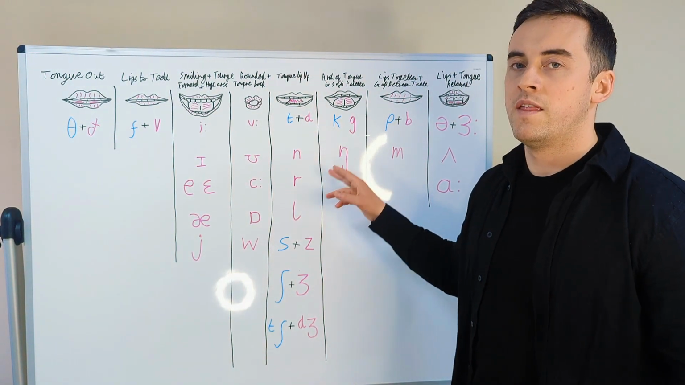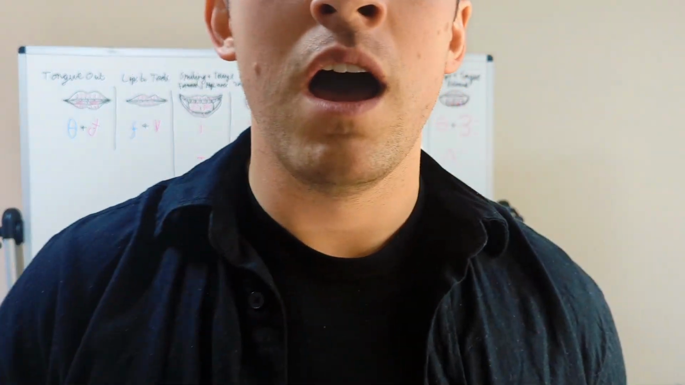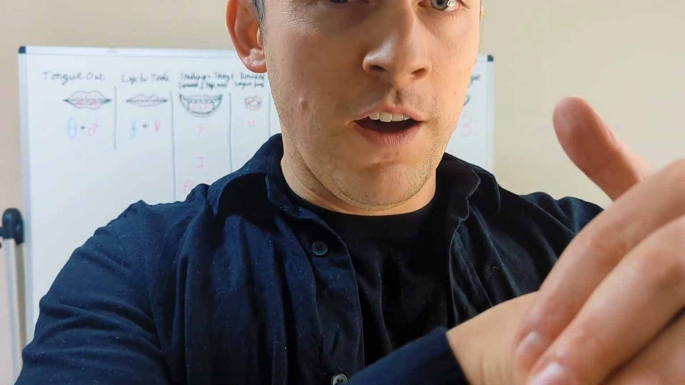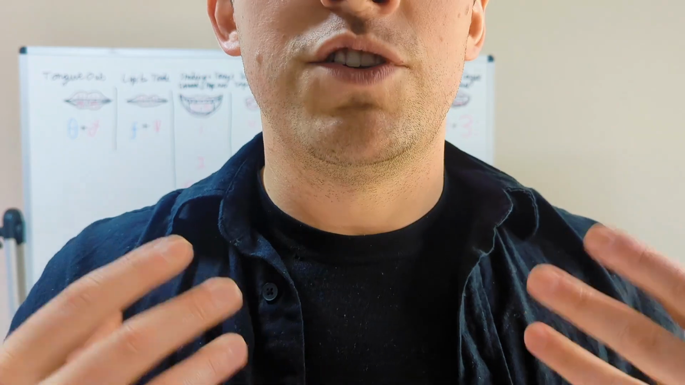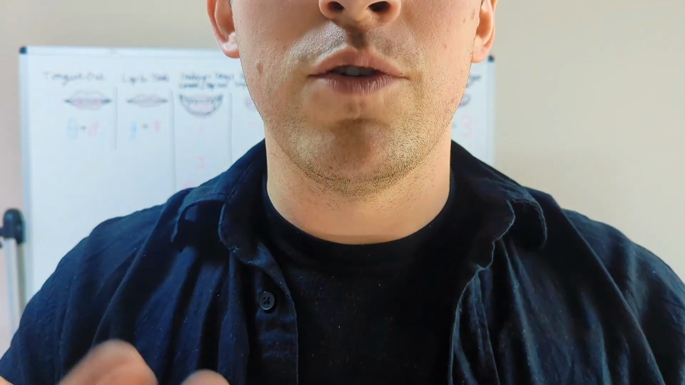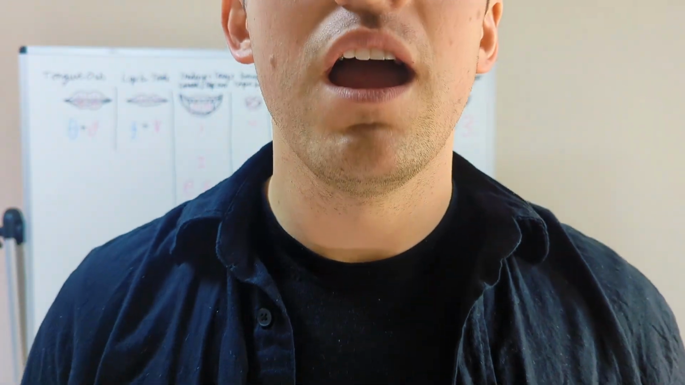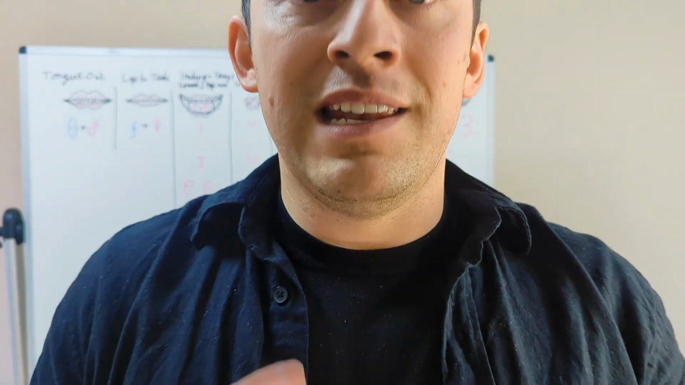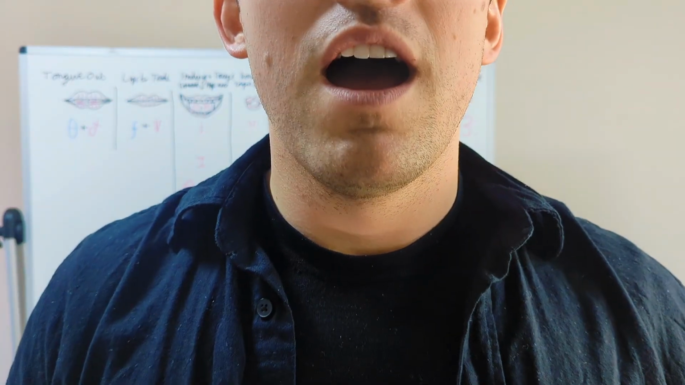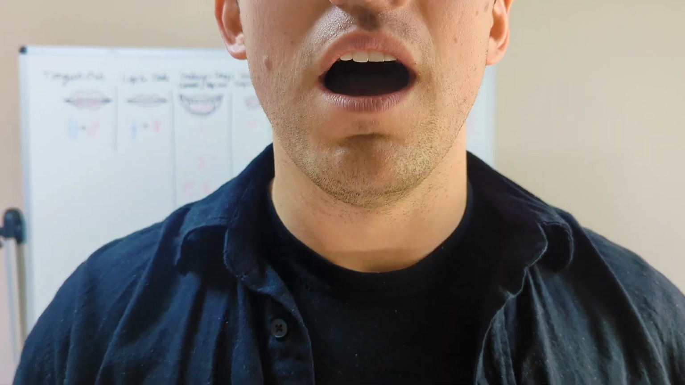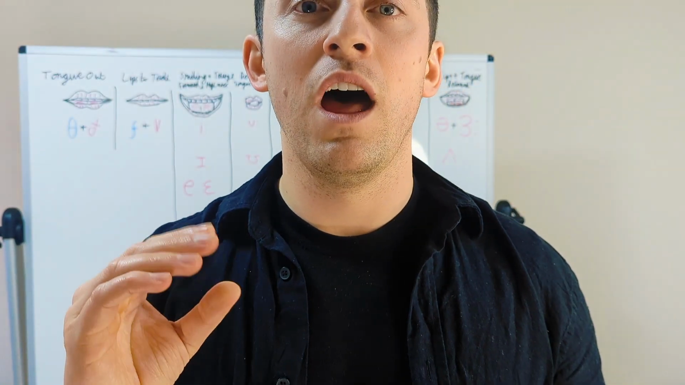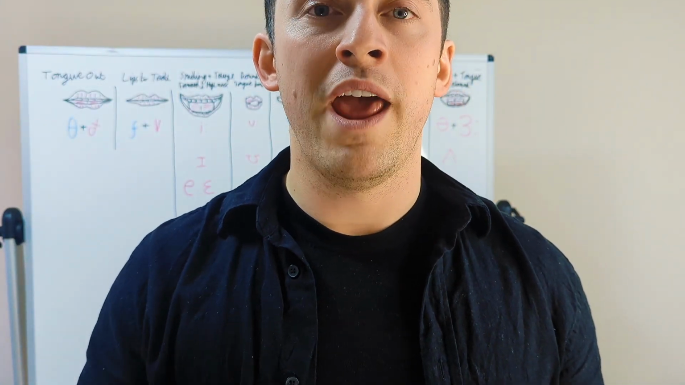And then you got that nice ng, where you go to do a g, but you let the air go through your nose. So you're going to do a g, g, but instead of letting the air pressure build up, you let it go through your nose. Hung. I hung my clothes on a hanger.